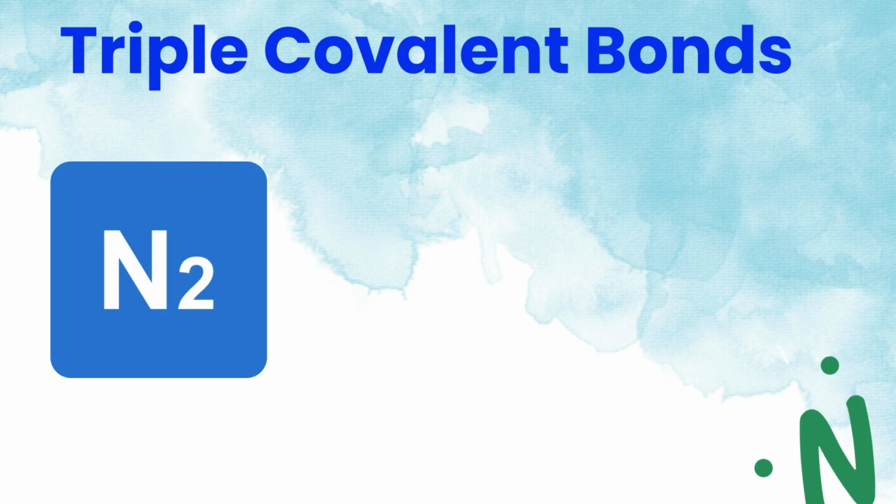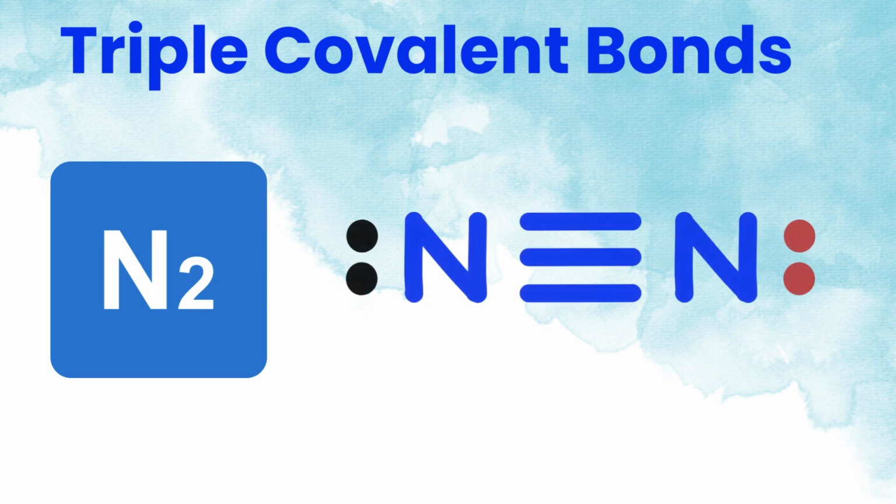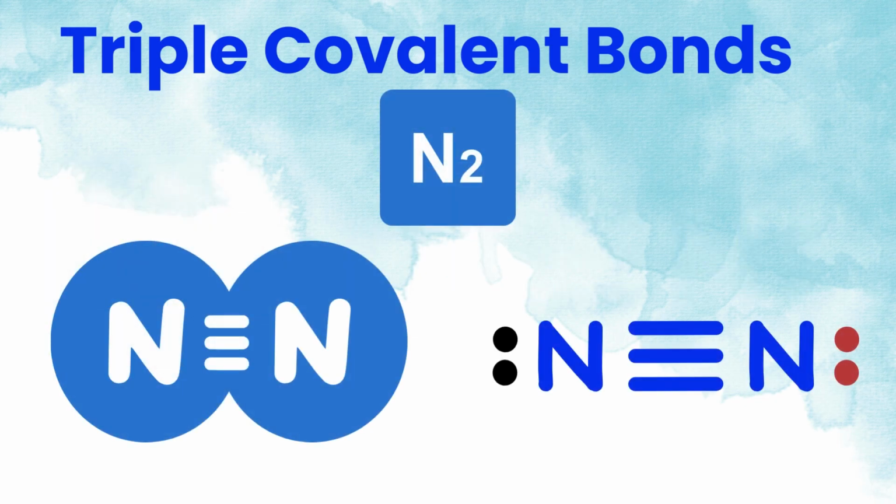N2. Nitrogen has 5 valence electrons. So 3 pairs of electrons are shared between the 2 nitrogen atoms to form a triple covalent bond.